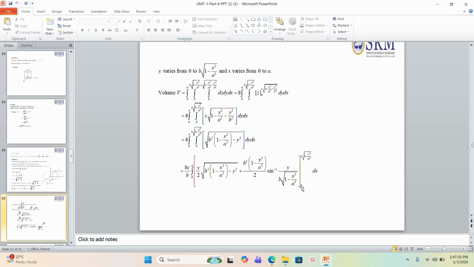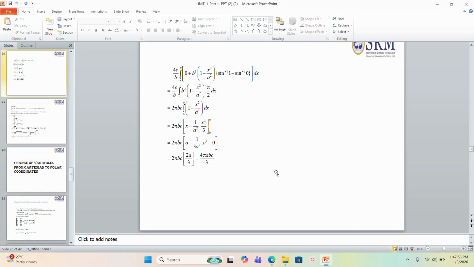0 minus the lower value of y equal to 0. Substitute here y equal to 0. So the first term is 0. Next, for the second term, as y is equal to the upper value, the same value will be for the numerator, so numerator by denominator is equal to 1. So plus b square by 2 into sine inverse of 1, which is pi by 2. So what will be the answer? b square into 1 minus x square by a square by 2 into sine inverse of 1, which is pi by 2. And here sine inverse of 0 is equal to 0.